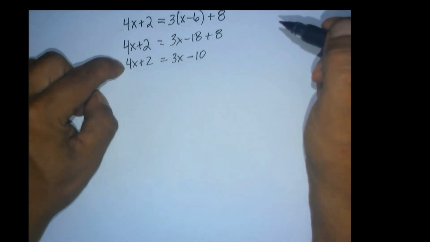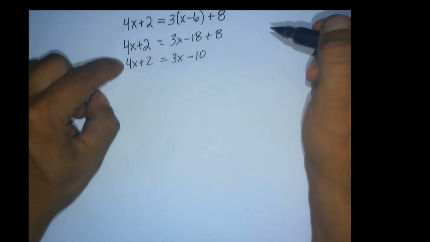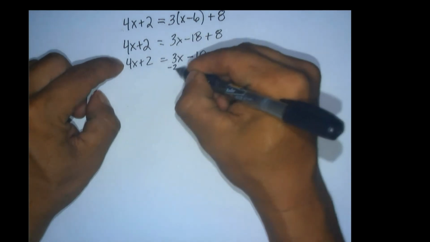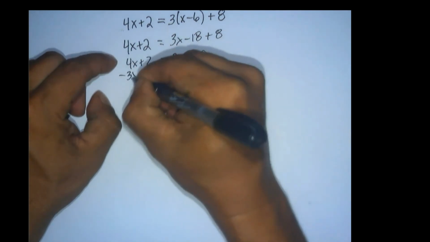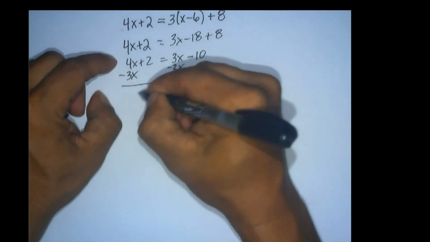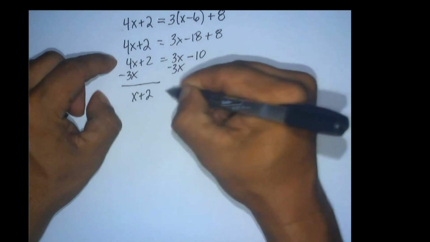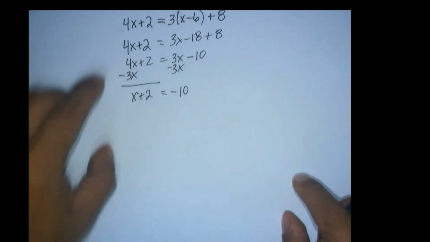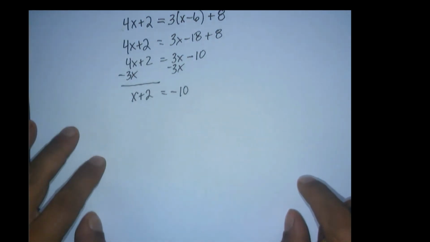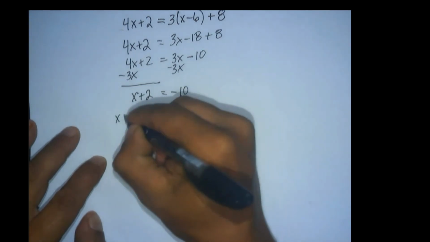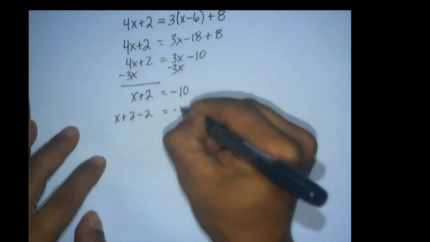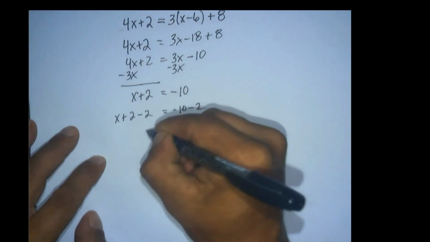Okay, now what do we do? Take 3x from both sides, so then we get x plus 2 equals negative 10. And then we subtract 2 from each side. So then we get negative 12 equals x.